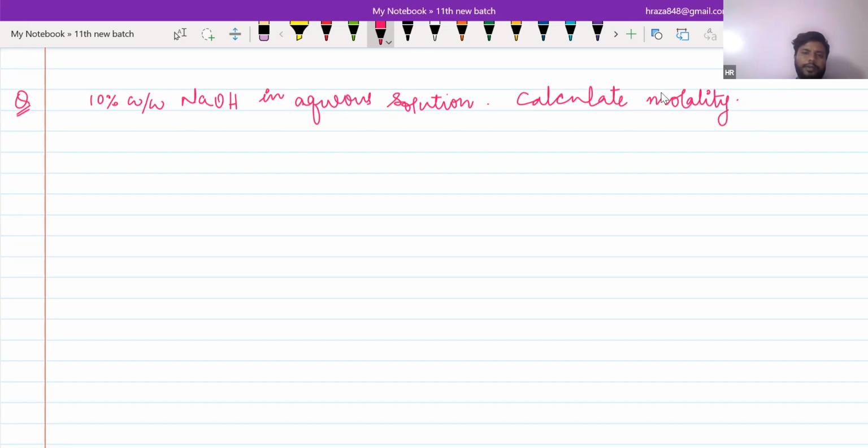Let me know if you have any doubt in this. There will be some more questions on molarity. Only the formation of the sentence will be different, but it is very easy if you get it.